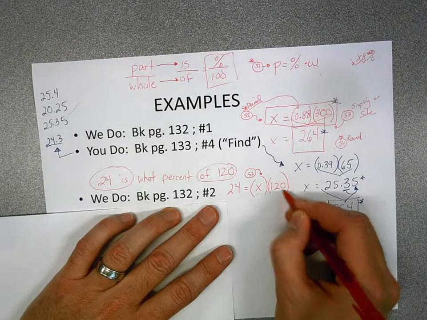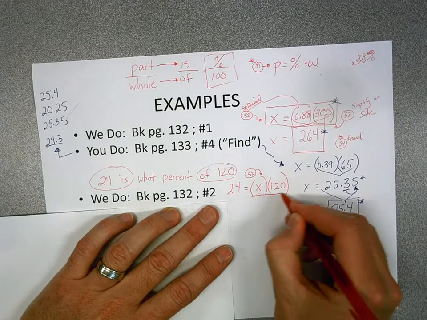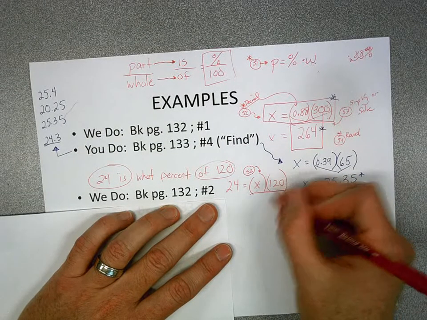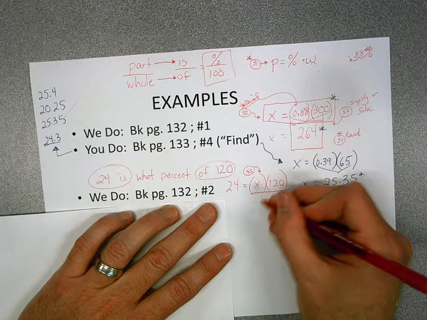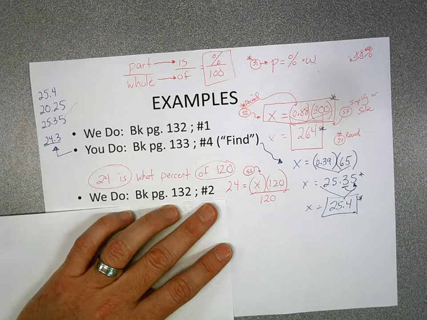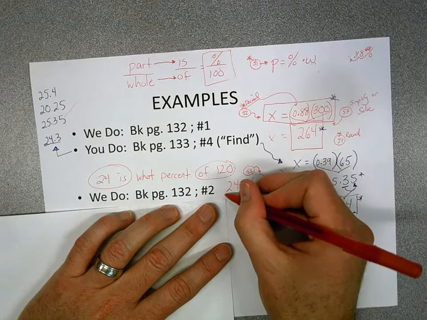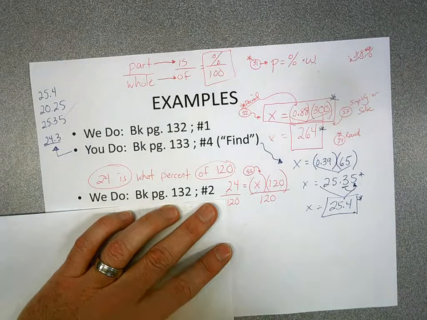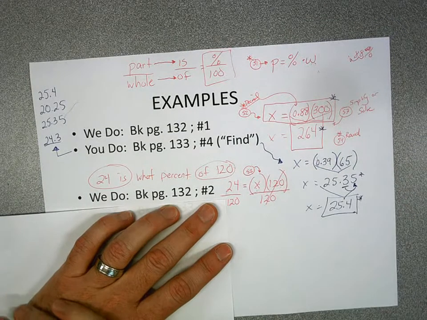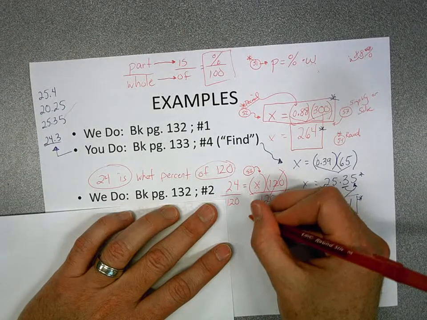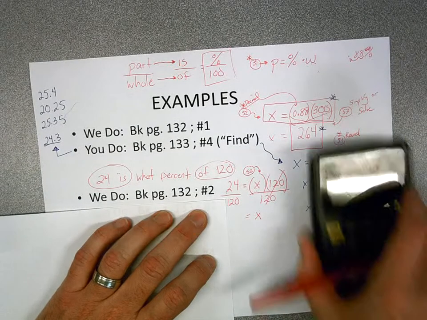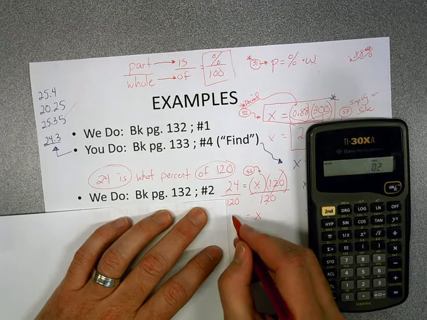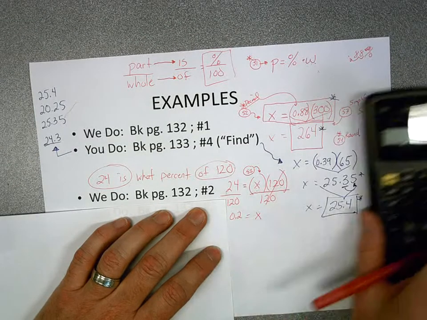So 120 times x, it's multiplication, so to get x alone, I'm going to do the opposite, right? The inverse, I'm going to divide by 120. I do it to one side, and like any other one-step equation, I'm going to do it to the other side. So we end up, the 120s cancel out. X equals 24 divided by 120. 24 divided by 120 equals 0.2.